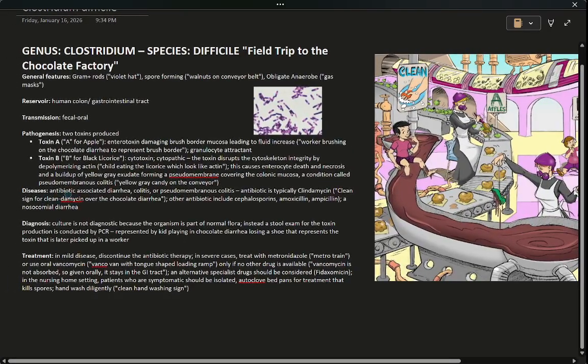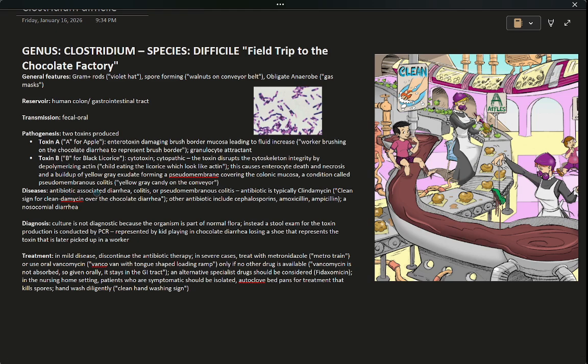So for diseases, it can cause antibiotic-associated diarrhea, colitis, or pseudomembranous colitis. And the initiating antibiotic is typically clindamycin that can cause these conditions.